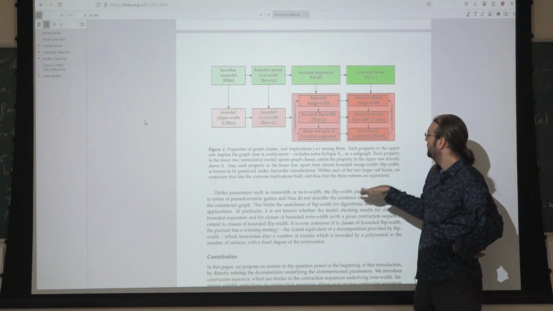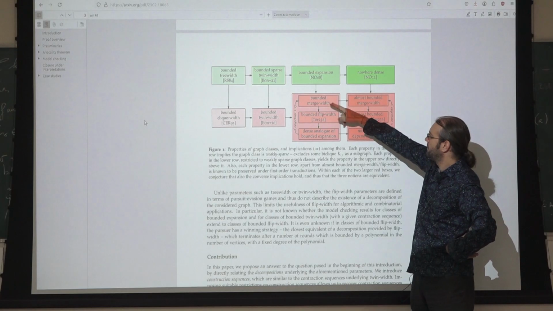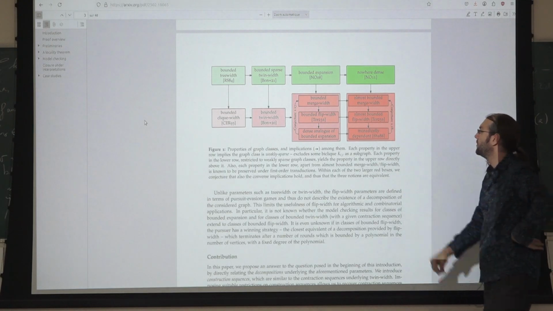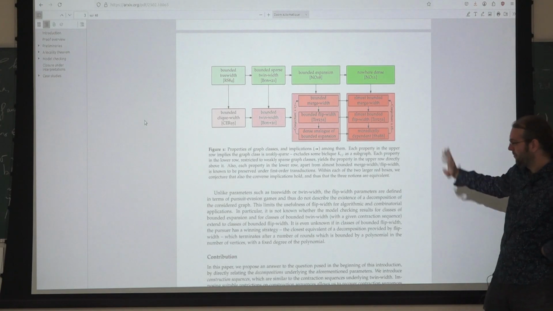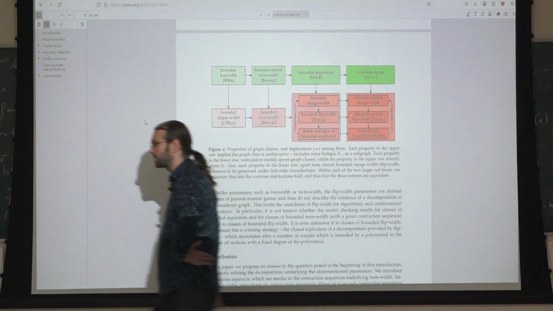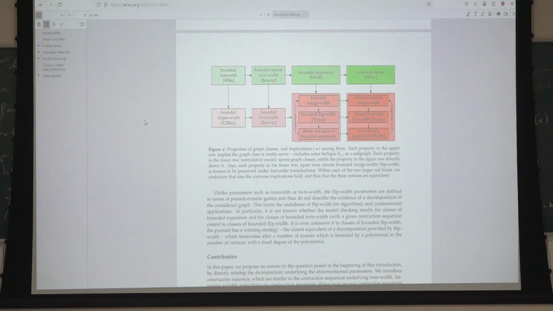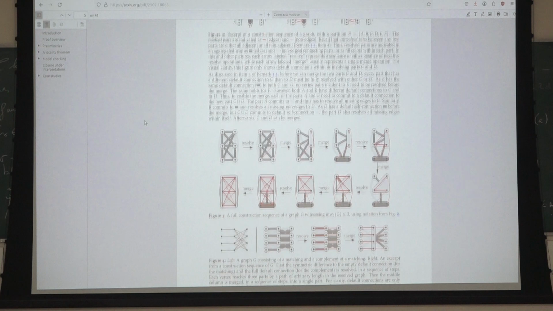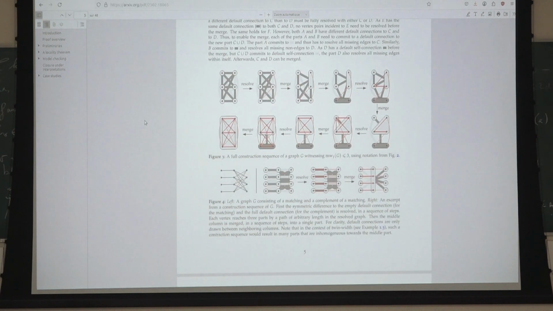I think he conjectures in the paper that they are equivalent, in the sense that if one is bounded, the other is bounded. So this is a brand new concept. You get this nice picture of how they merge vertices to define this parameter.